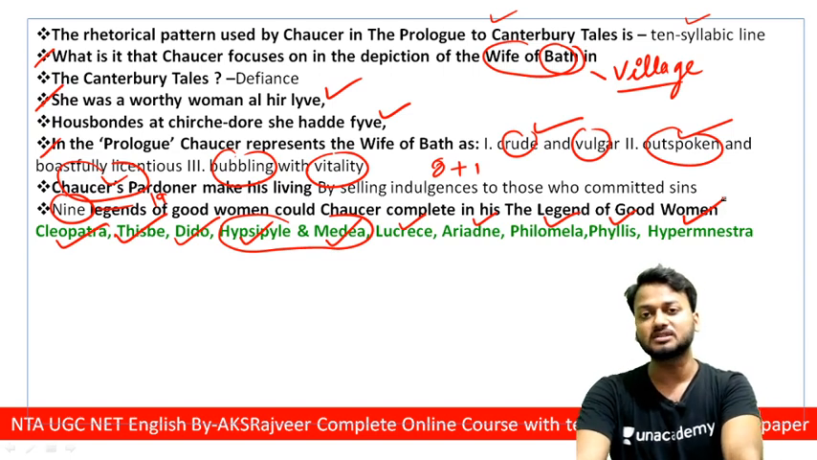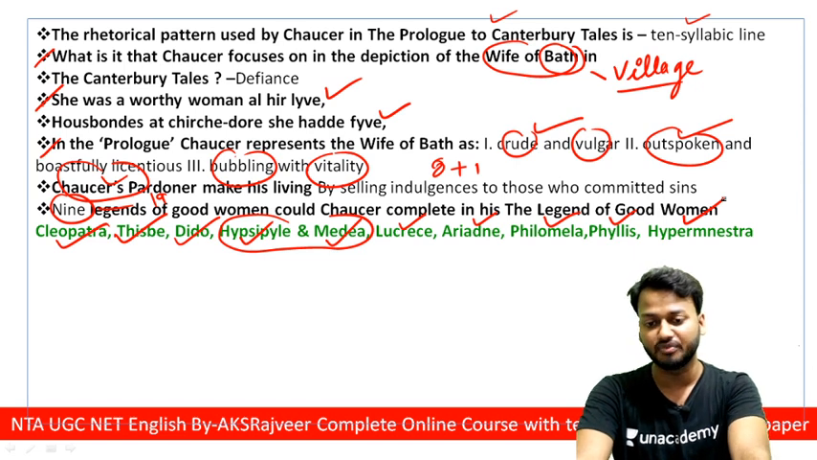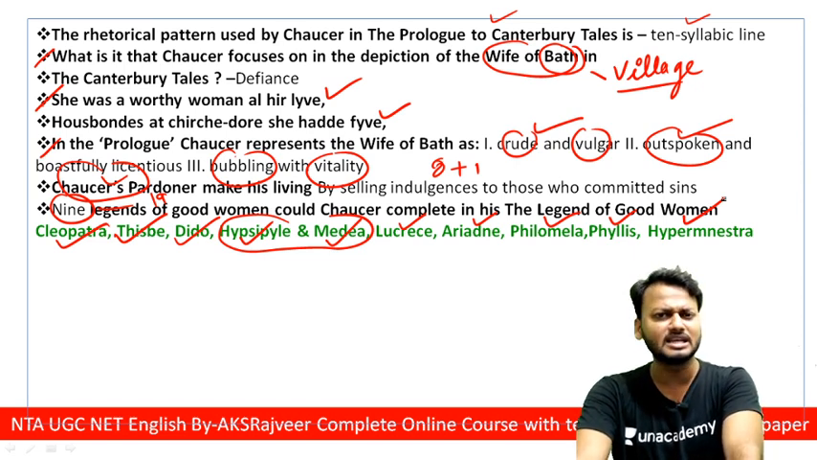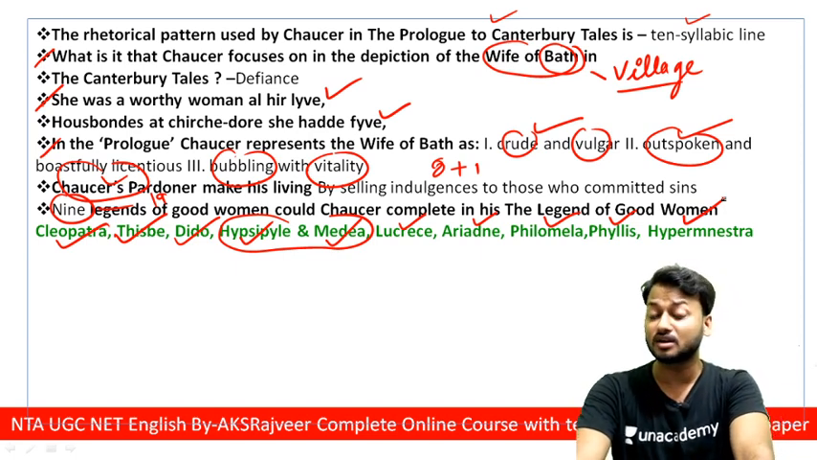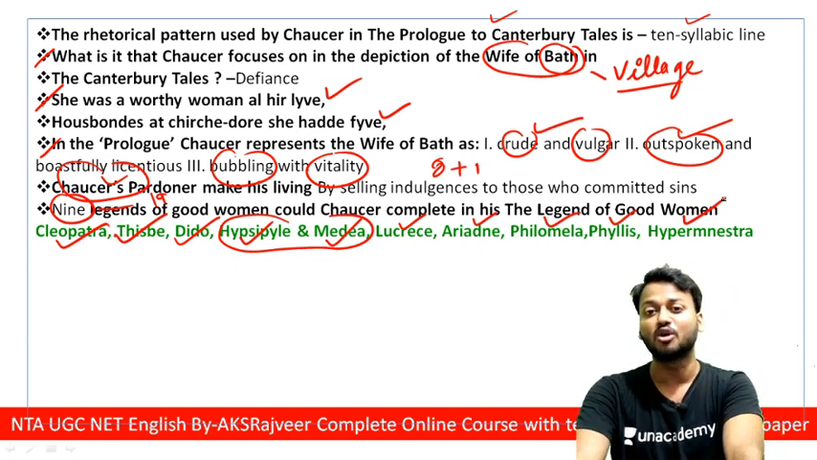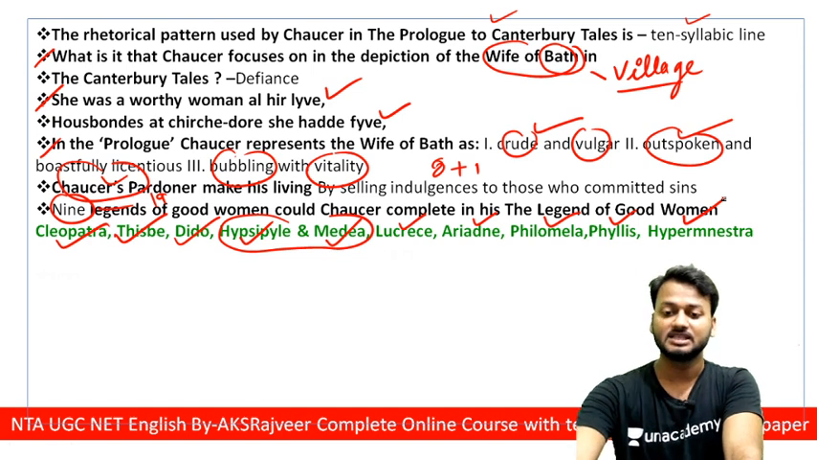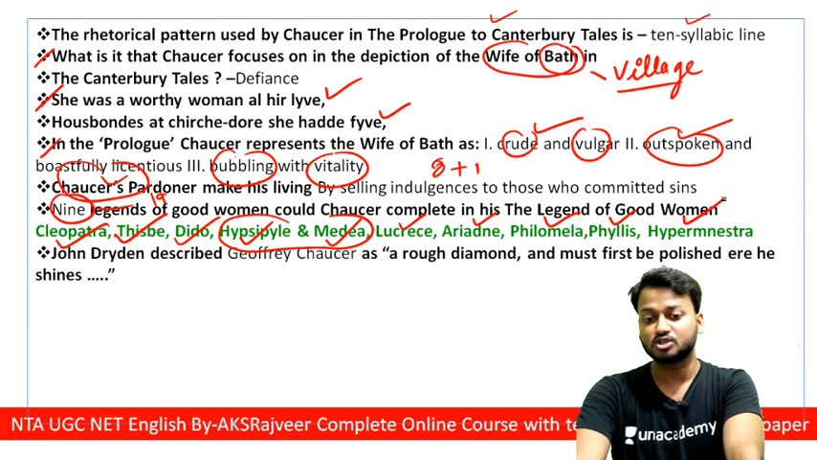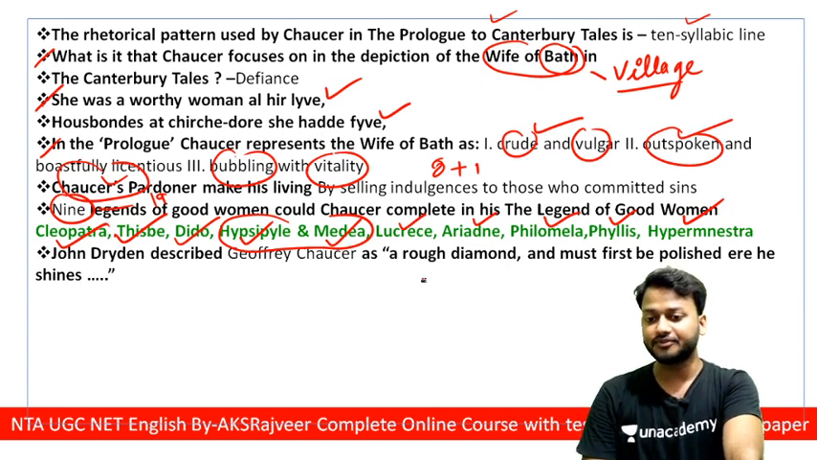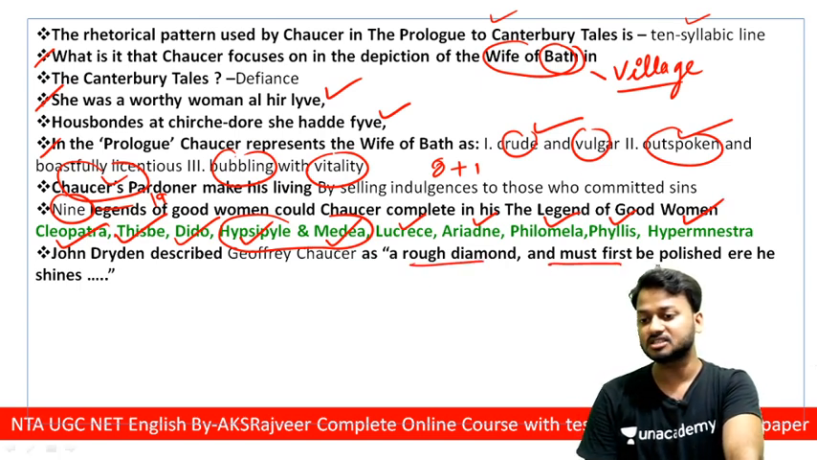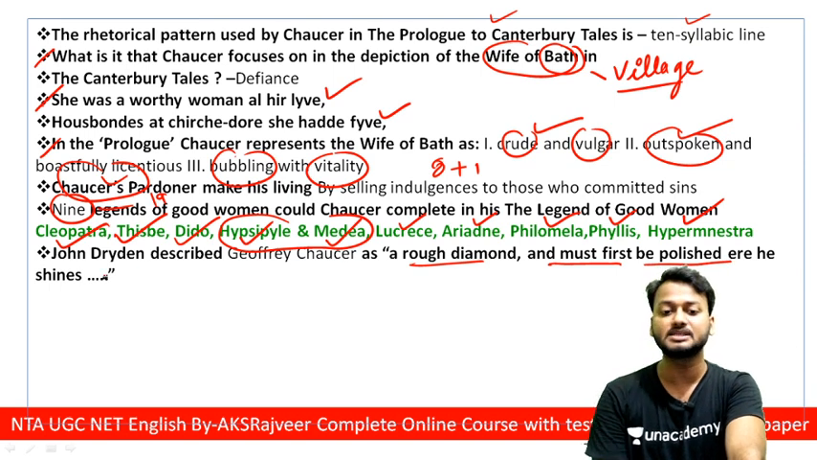One more point I would like to mention on this particular part, the Legend of Good Women. Learners, in this work you can see the first use of heroic couplet too. See the next one, learners. John Dryden described Chaucer as a rough diamond that must first be polished, are his signs.